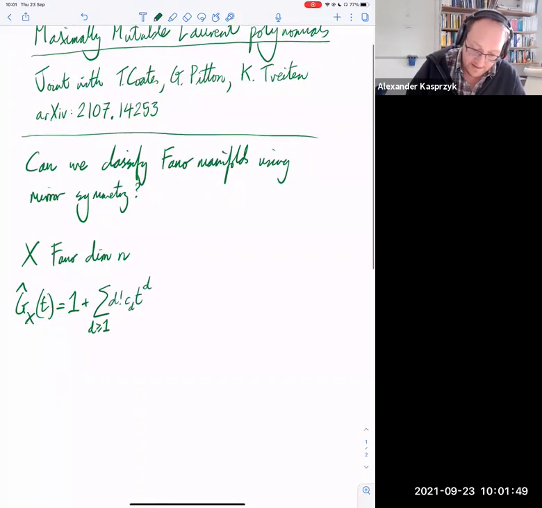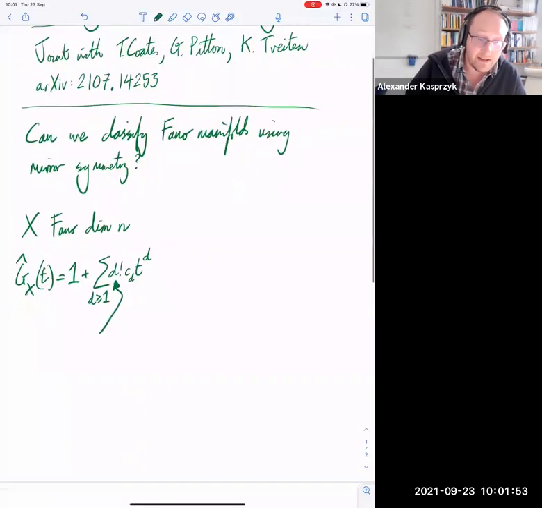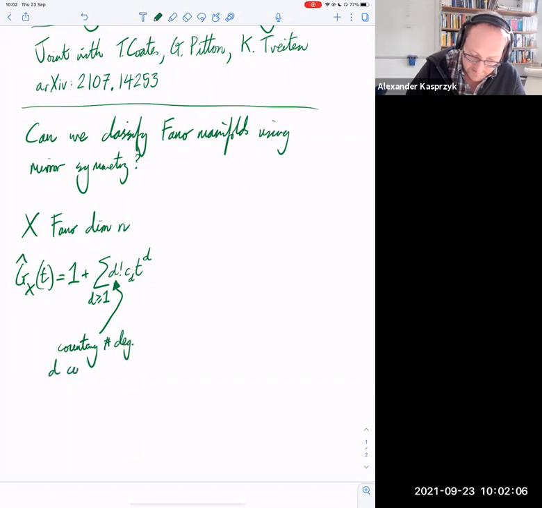I'm the last person to tell you what these really are, but you can think of them as counting curves on X, up to a certain complex structure. So these are counting the number of degree d curves on X. Now I'm going to put that in scare quotes. And we call this the regularized quantum period.